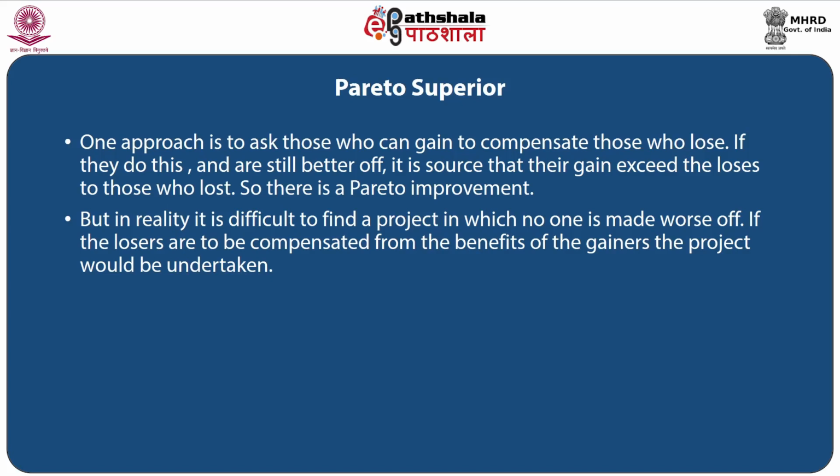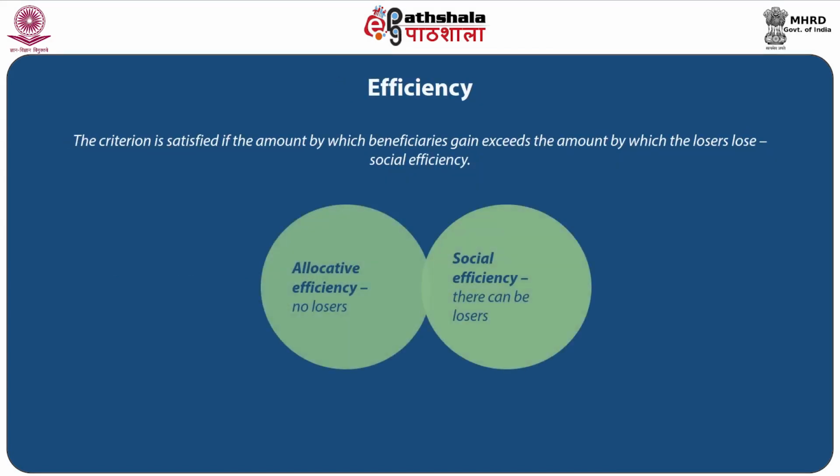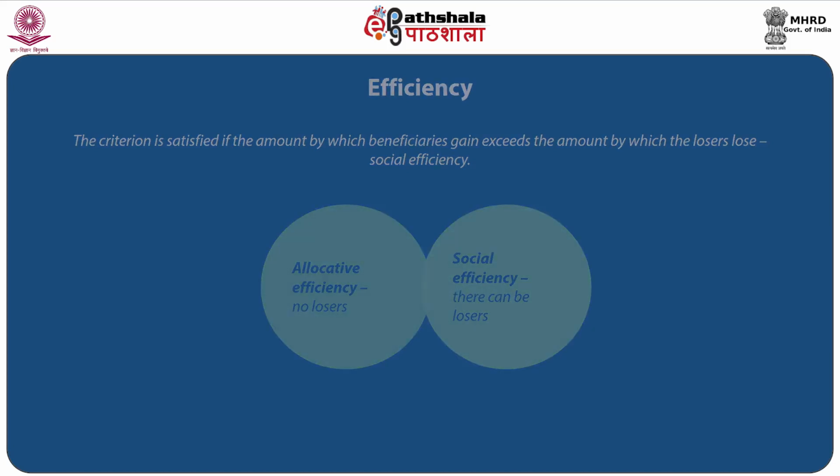But in reality, it is difficult to find a project in which no one is made worse off. If the losers are to be compensated from the benefits of the gainers, the project would be undertaken. The criterion is satisfied if the amount by which beneficiaries gain exceeds the amount by which the losers lose, which is called social efficiency. Allocative efficiency: there are no losers. Social efficiency: there can be losers.